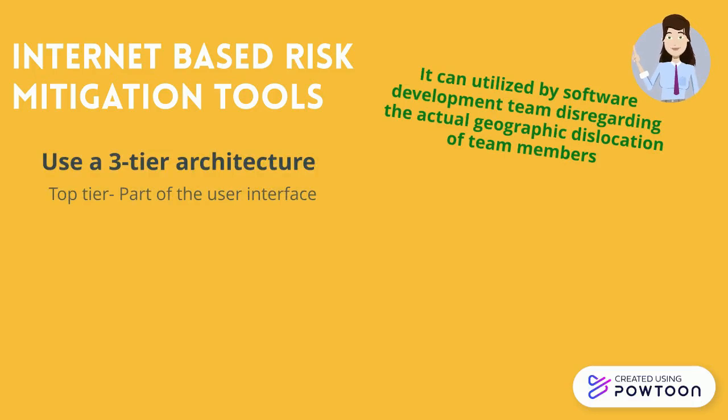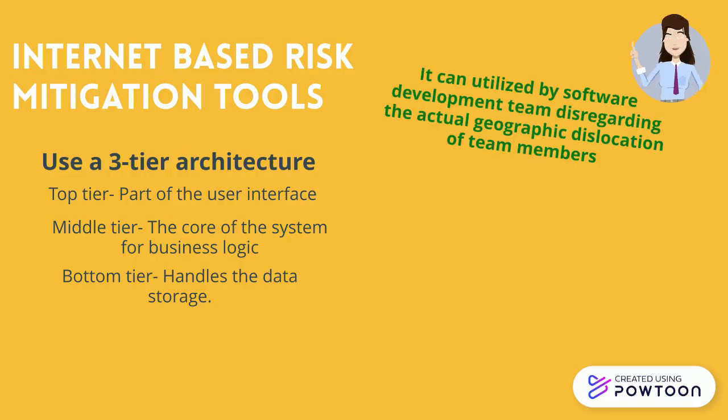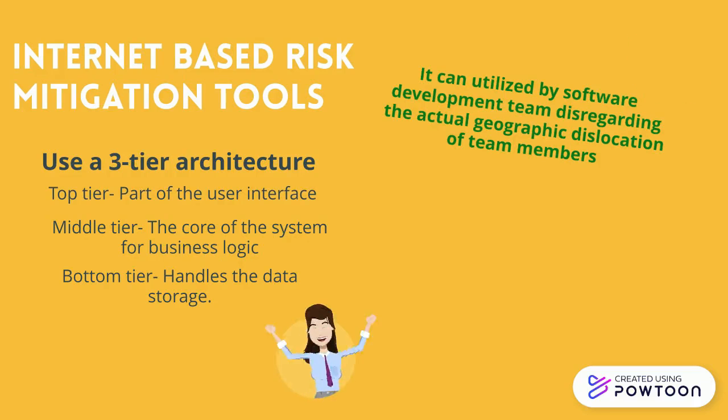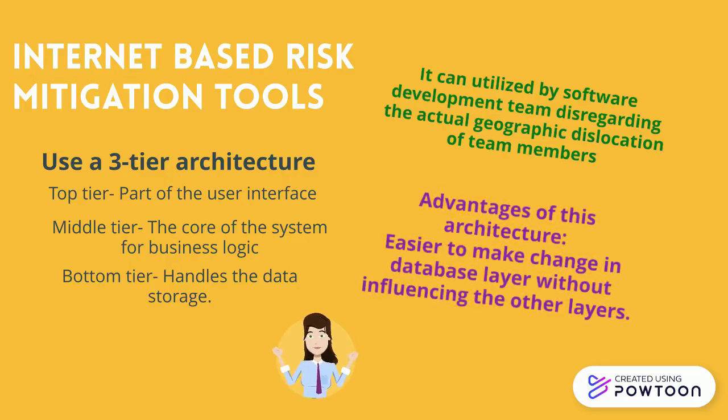The web-based system uses a three-tier architecture. The top tier is the part of the user interface. The middle tier is the core of the system for business logic. The bottom tier handles the data storage. The advantage of this architecture is that it is easier to make changes in the database layer without influencing the other layers.